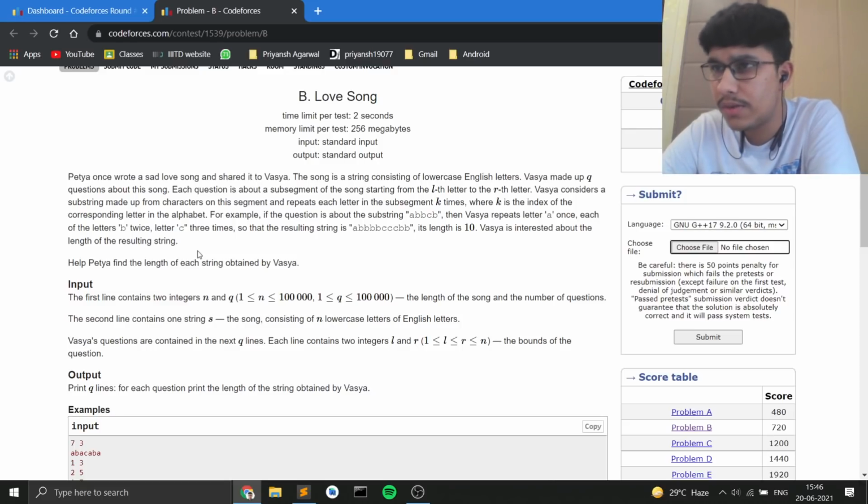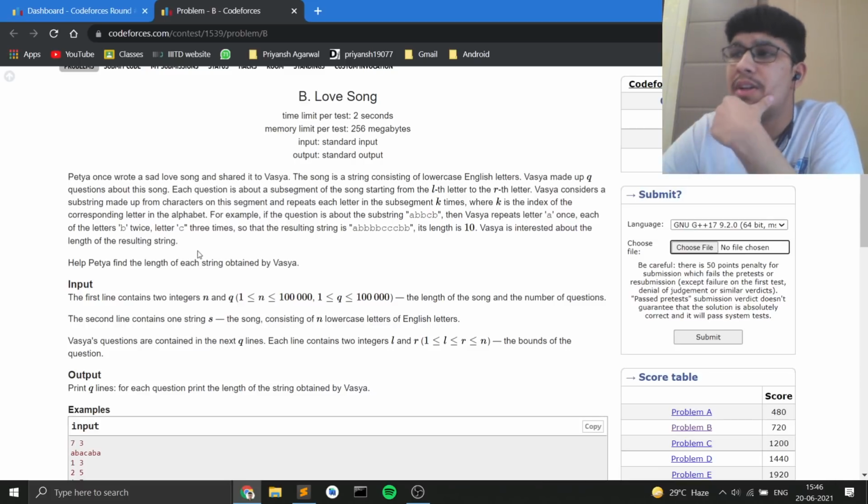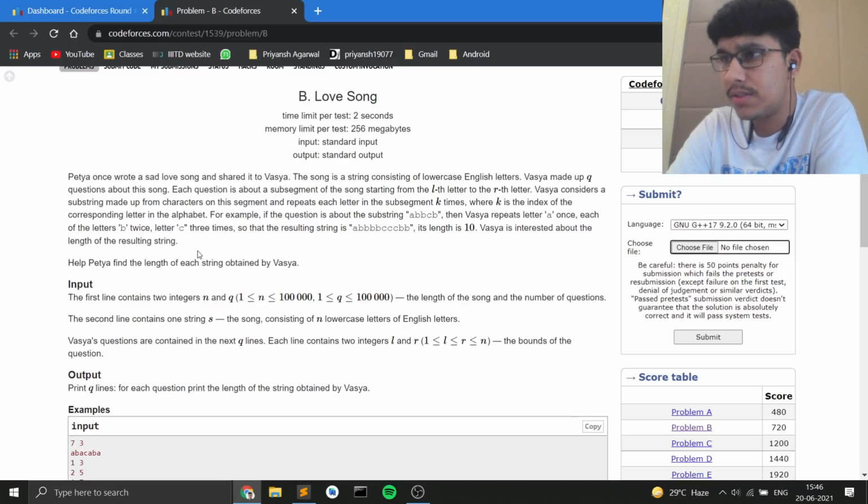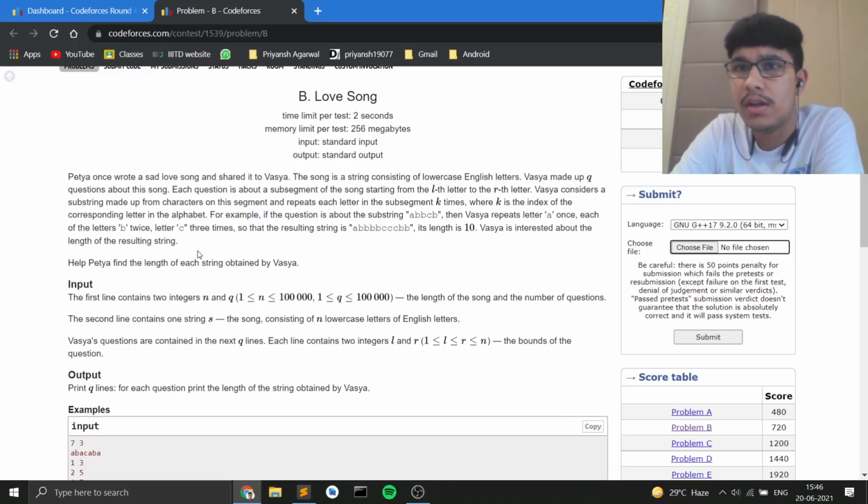For example, if the question is about the substring, repeats letter A once, each of B twice, and letter C thrice, so that the resulting string becomes this. Its length is 10. About the length of the resulting string.